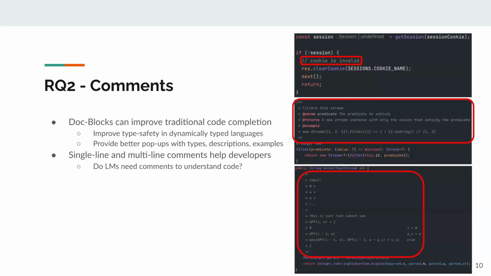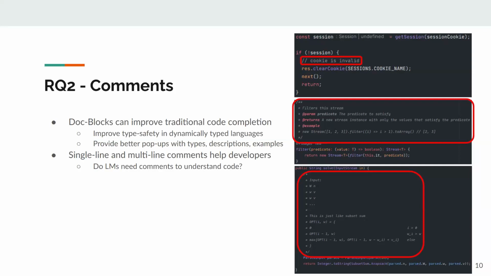Now, for research question 2, we looked into comments. We realized that there are many different types of comments, and they all have different uses, and they're not all useful to every actor in a scenario. For instance, single line comments, which you see in the top image, make it easy for the developer to quickly, at a glance, know why something was done a certain way. So we see that we're removing a cookie here. Well, we can easily read that we do that because the cookie is invalid.